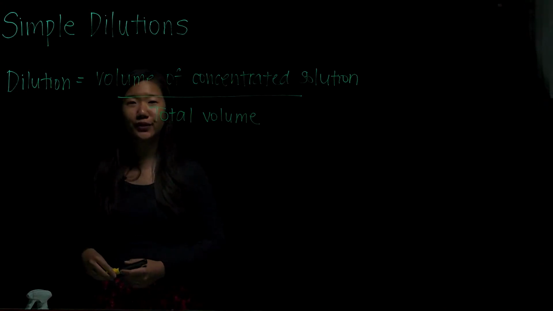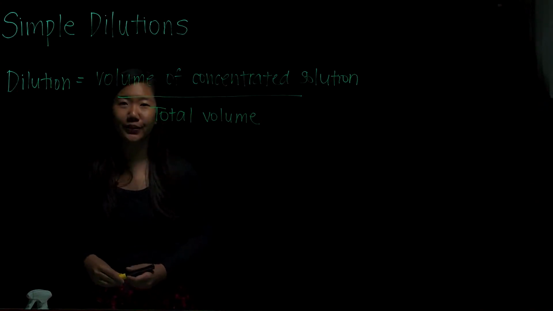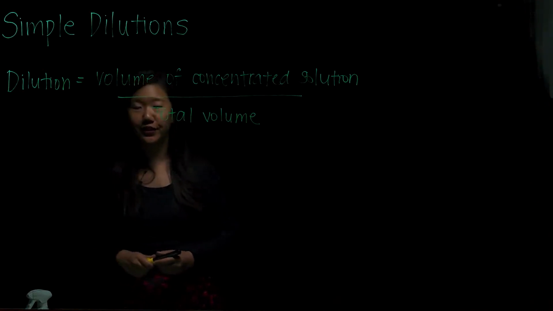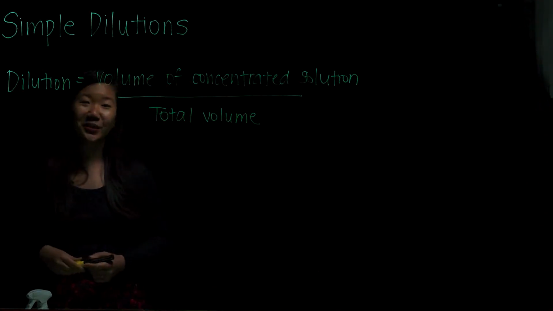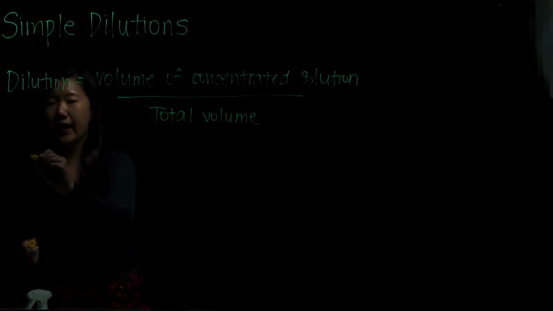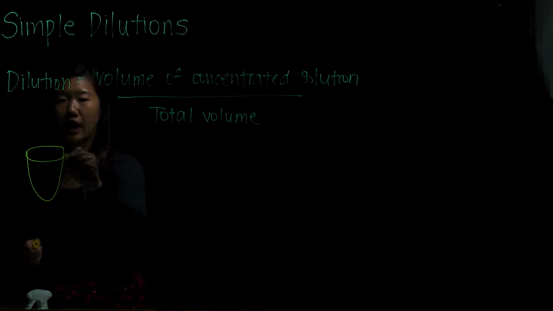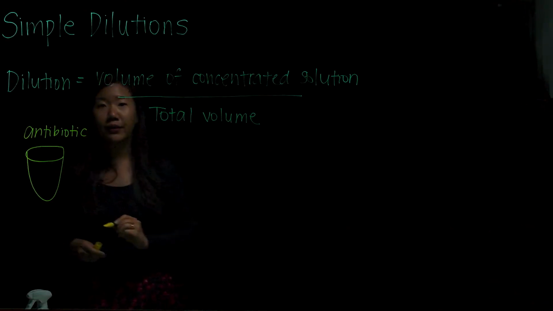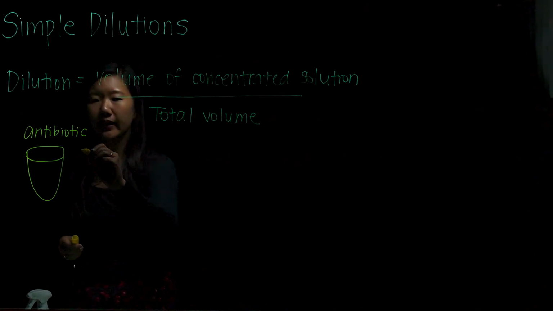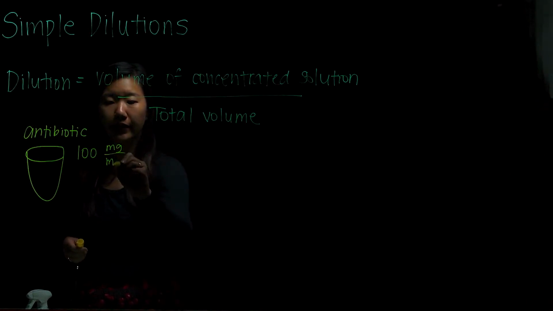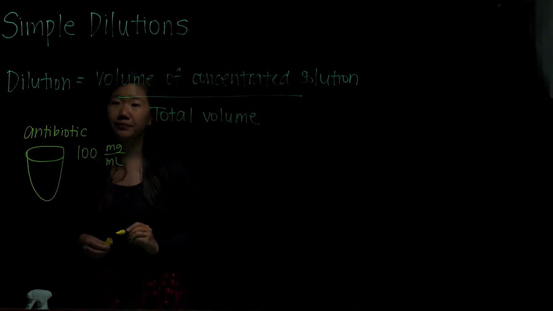Dilutions are really useful because one thing that they allow us to do is solve for the concentration of solutions after you've diluted them. But to know the concentration, you need to know the exact dilution. So let's say we have a stock tube of antibiotic, and we know that the concentration of this antibiotic is 100 milligrams per milliliter, or 100 mg per mil.